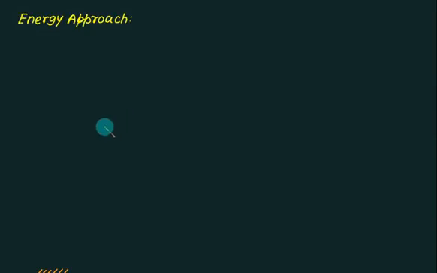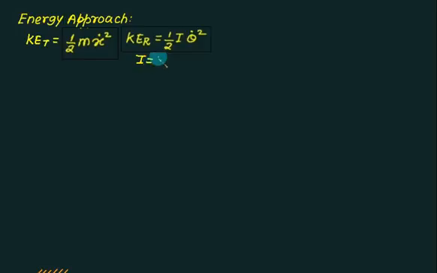In the case of energy approach, we have a kinetic energy. Kinetic energy of translation is given by 1 by 2 m v squared. Kinetic energy of rotational, we have done this in flywheel, is 1 by 2 I omega squared. I is analogous to m and omega is analogous to v, x is analogous to theta. I is called as mass moment of inertia.